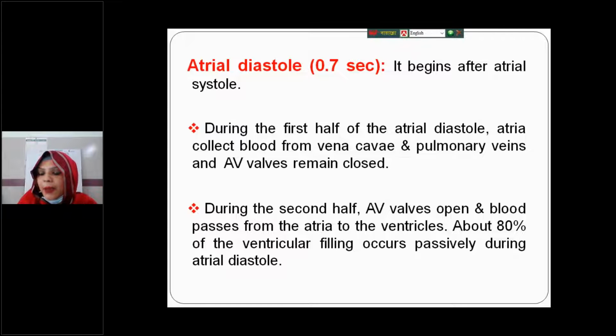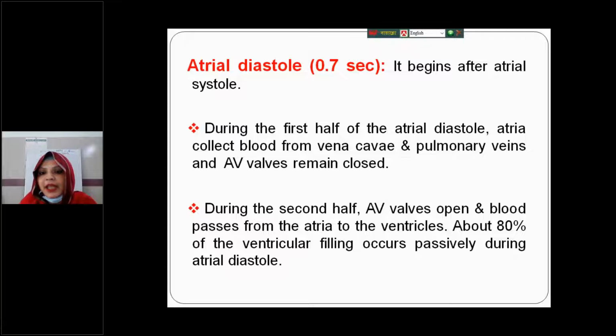They work at a time. That is, the left atrium collects blood from where? Of course, from the pulmonary veins. The left atrium collects blood from the pulmonary veins, and the AV valve remains closed at that time, because if the AV valve opens, all blood rushes towards the ventricle, but you have to collect blood here. So during diastole, the AV valve, that is the atrioventricular valve, both the tricuspid valve and the bicuspid valve, remain closed.